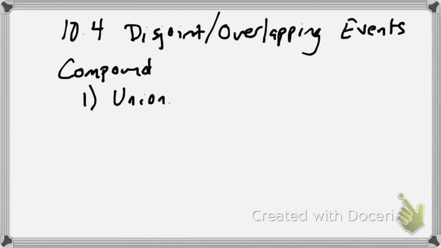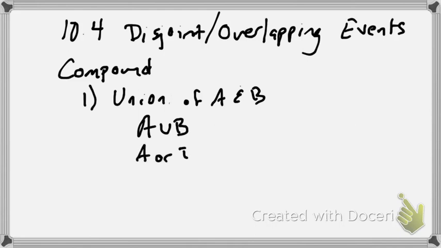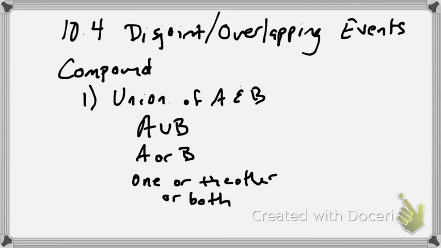Alright, the first one is called the union of A and B. And the way that we really write this is we say A union B, or you can say A or B. I think the book uses or. Last year's book used the union symbol. This year's book I think uses the or symbol. What this basically means is, what's the probability that one or the other thing happens? Or both.